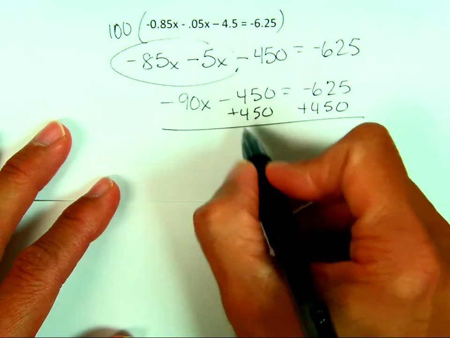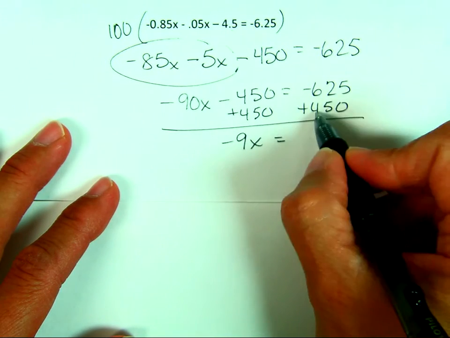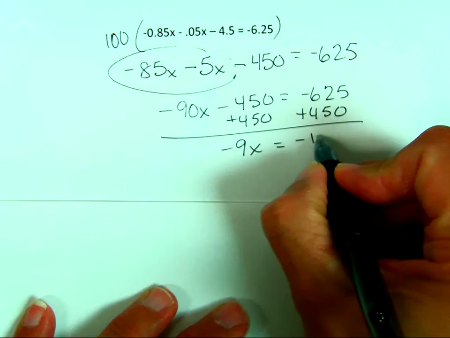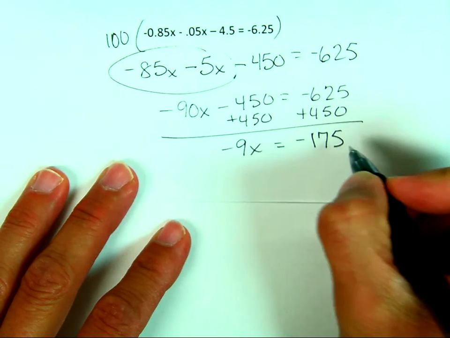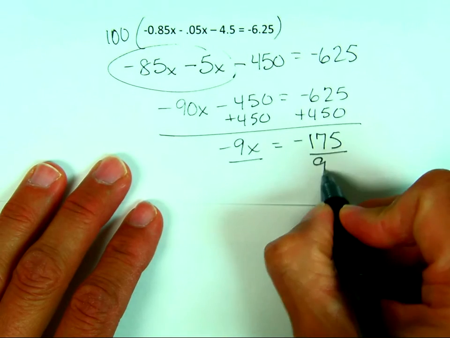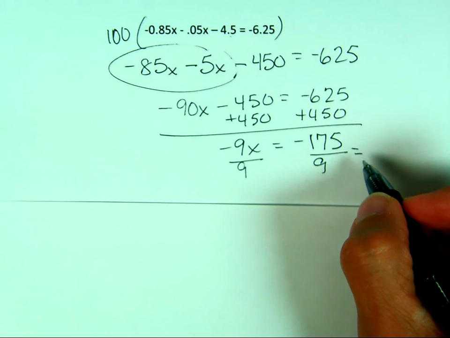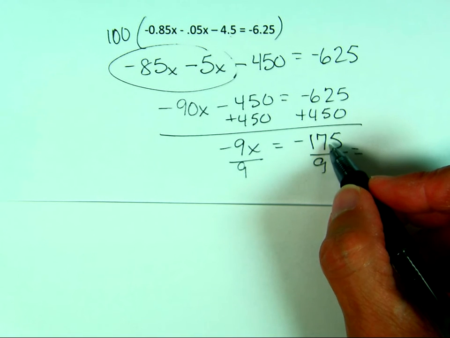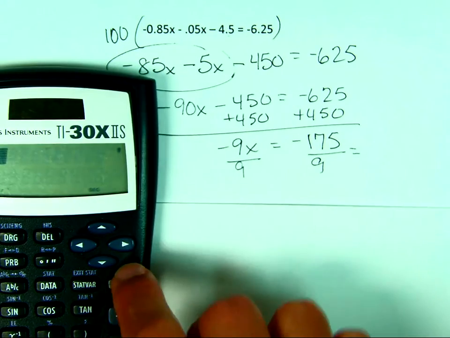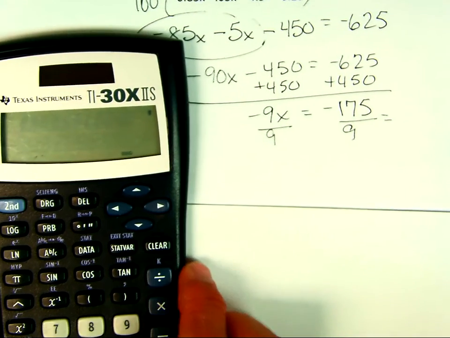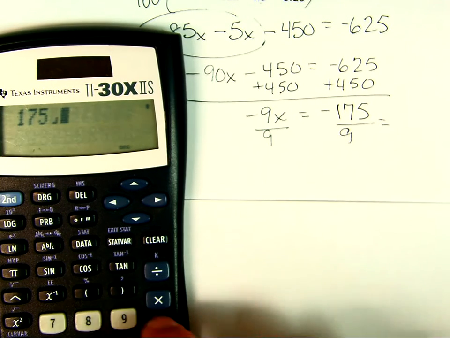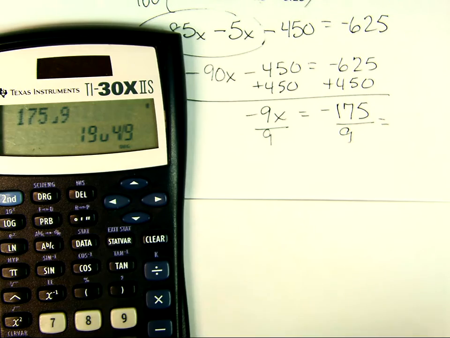So I have negative 90x equals, and let's see, 450 minus 625 is negative 175. And then I'm going to divide both sides by 9 and reduce if I can, which I'm not sure that I can. So let me just show you that real quick. If you have a calculator with a fraction button, then you can say 175 fraction 9 and it will reduce for you. And it says it's 19 and 4/9.